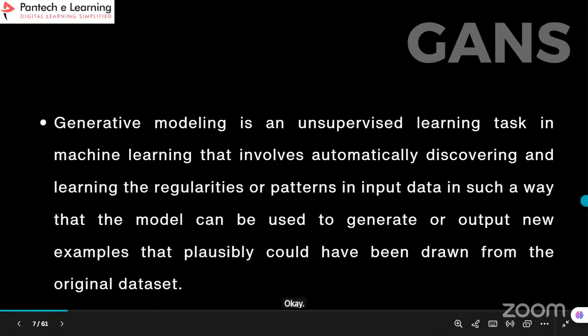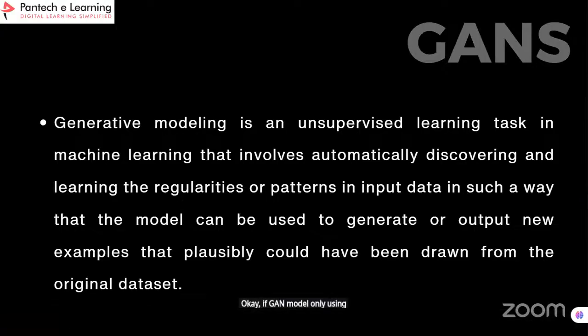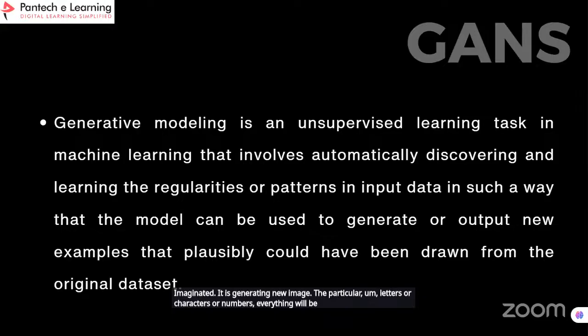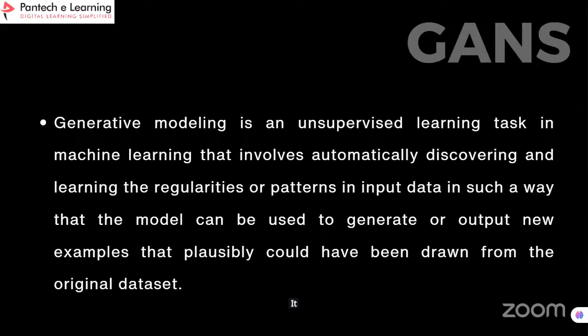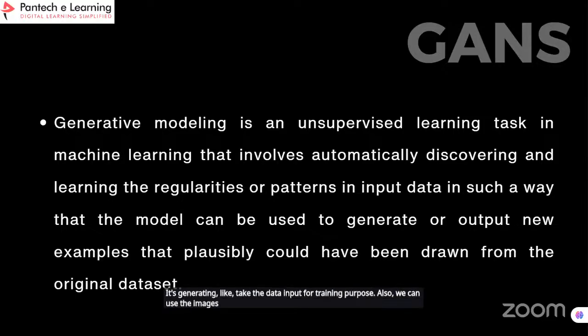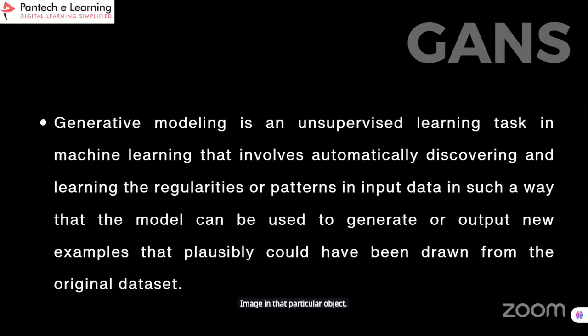Is the GAN model used only for image data sets, or maybe for something like a stock market forecasting data set? No, it is based only on images. It generates new images. The particular letters, characters or numbers will all be present in an image format. For training we can use images, and for testing or identification we can also find the object present in the image.